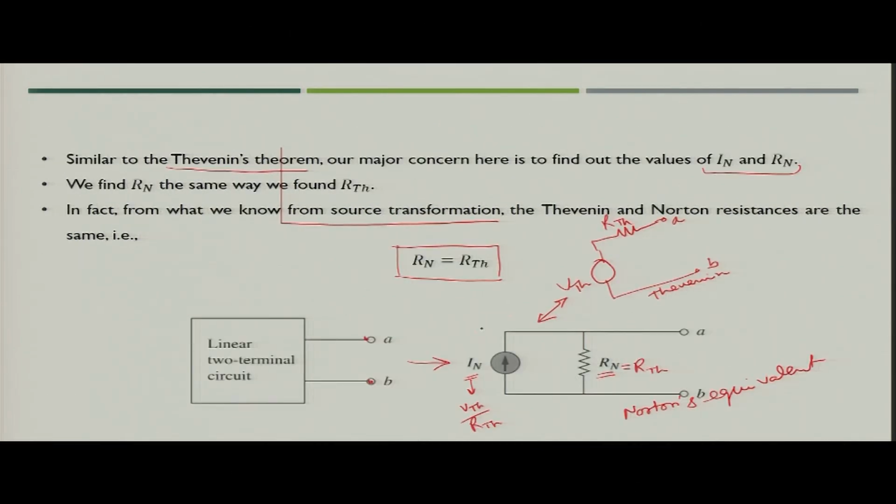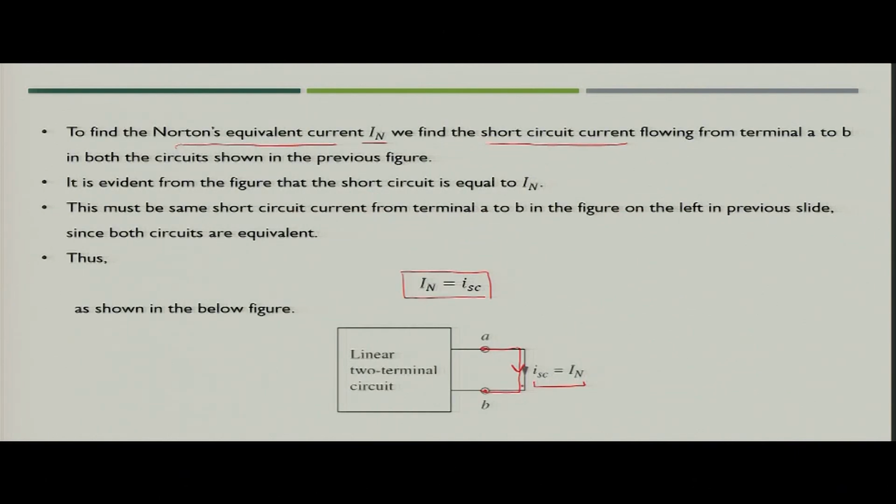If you see the Norton's equivalent circuit, and short circuit A and B, the current flowing through the short circuit terminal, between A B, would be nothing but IN. Why? Because of this short circuit, RN will not be a significant component, since it will again be short circuited. So your current IN would be nothing but the short circuit current. That is why, when we short circuit the terminals, we get the Norton's current as the short circuit current.